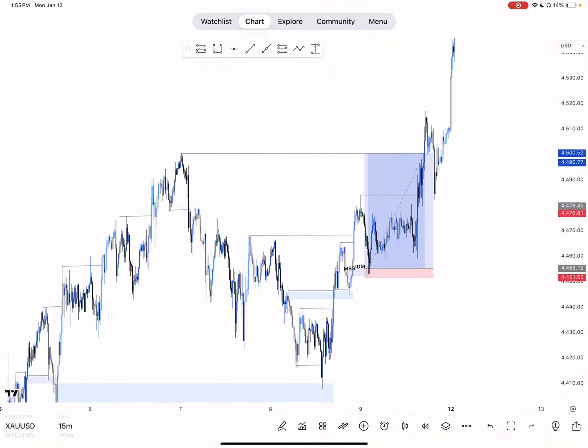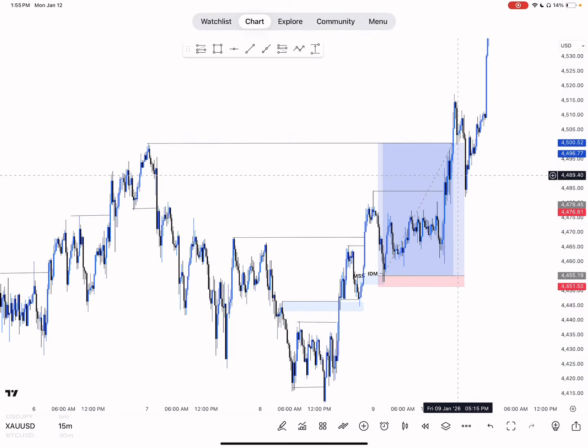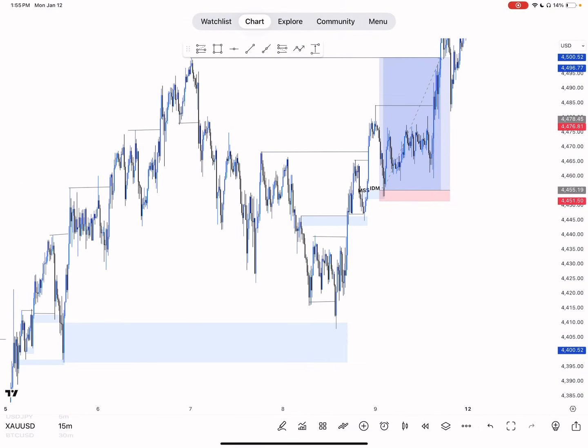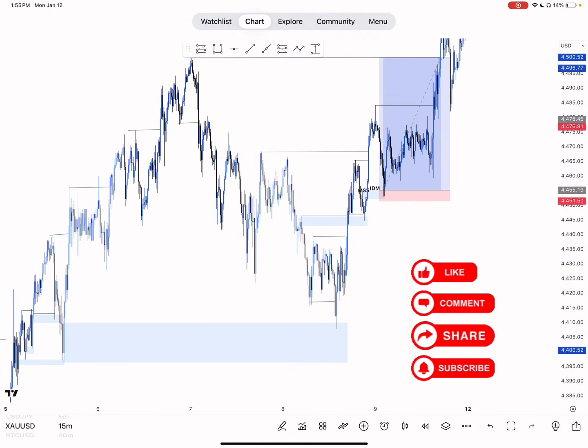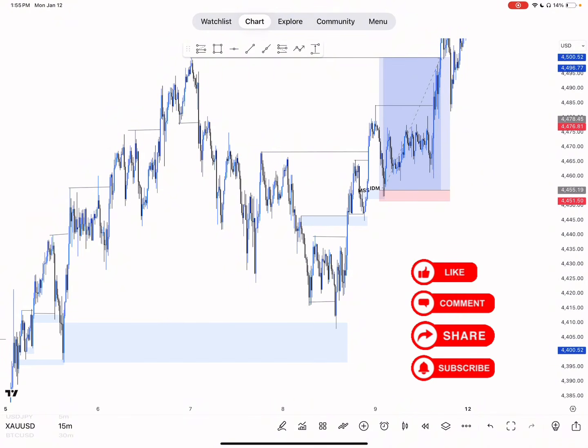You can see when the market was coming here, I was not looking for sells. I was only looking for buys from this point. I was just trying to look for buys because I understand the market. So guys, that is my explanation on how not to get trapped in inducement and how to understand how inducement works.